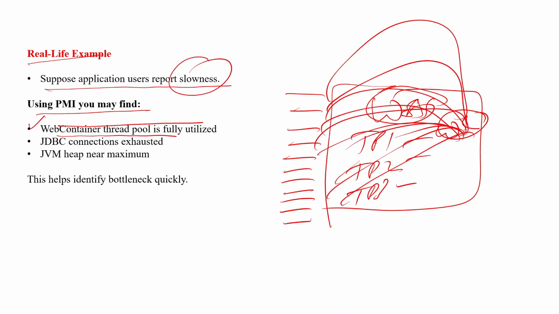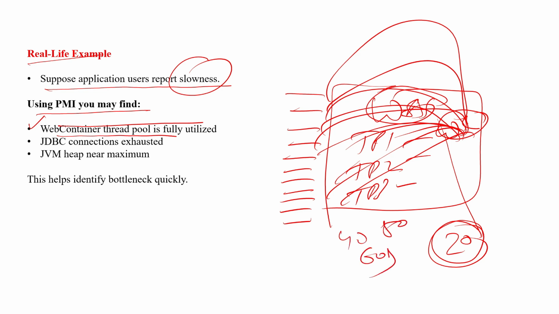So if the response is slow, it may be possible that the threads in your web container are too few. For example, the current value is 20, and maybe you are hitting the highest or a good number of users. So this may be short. You may need to tune to 40, 50, 60, or maybe more than that. So your web container thread pool may be fully utilized. This is one of the reasons for the slowness.